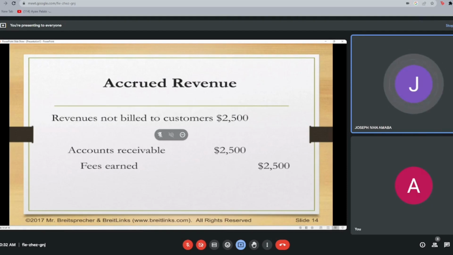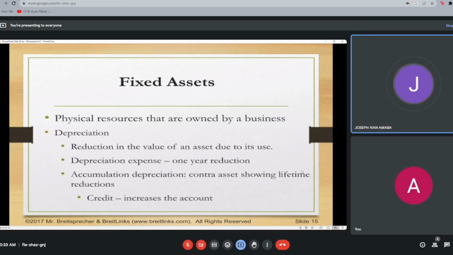Next is accrued revenue. Revenues not billed to customers: $2,500. Accounts receivable is $2,500 and fees earned is $2,500.